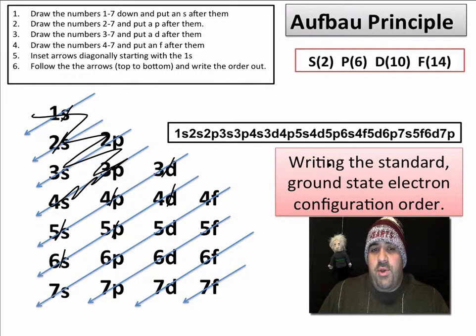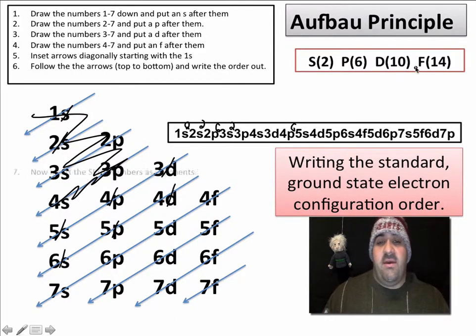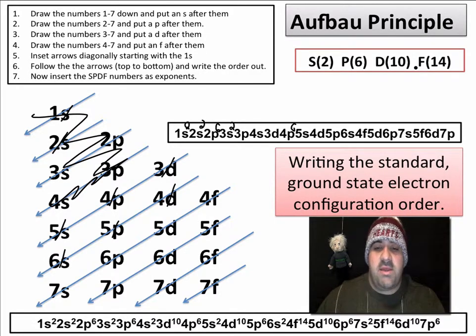And the final thing we're going to do is we have a 1s, a 2s, a 2p, a 3s, a 3p, and so on. After every s, we're going to put a 2 as a subscript. After every p, we're going to put a 6. After every d that you find on here, you're going to put a 10, and a 14 for an f. And you end up with this awesome list, which is your standard ground state electron configuration order. This is the order that electrons will fill up an atom in.